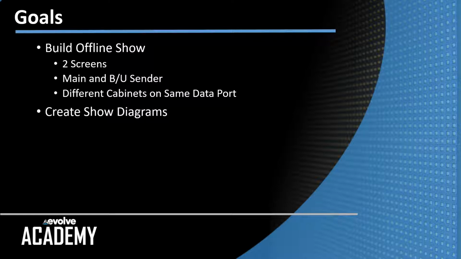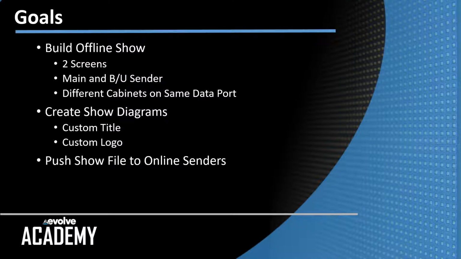We're going to use SMART to create show diagrams, including cabinet wiring. The show diagrams will include a custom title and a custom logo. We're going to push the show file, the offline file, to online senders, actually hook them up to hardware, and show you how to do that. And then at the end of the video series, we'll cover some advanced functions in SMART.